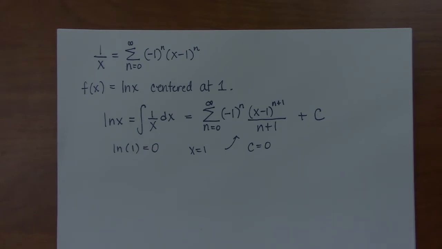The converse would be true too. If I gave you natural log of x centered at 1, and I said, get me the power series for 1 over x, and you knew that it was its derivative, you would differentiate the power series. And then that would give you the power series for the derivative.